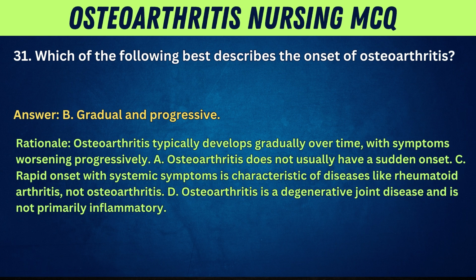A. Osteoarthritis does not usually have a sudden onset. C. Rapid onset with systemic symptoms is characteristic of diseases like rheumatoid arthritis, not osteoarthritis. D. Osteoarthritis is a degenerative joint disease and is not primarily inflammatory.